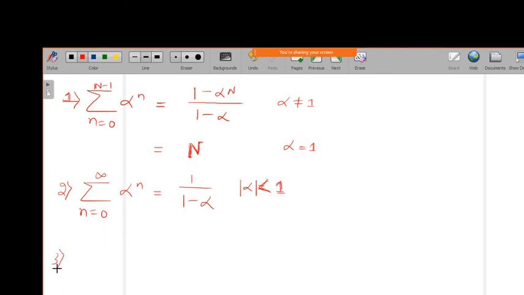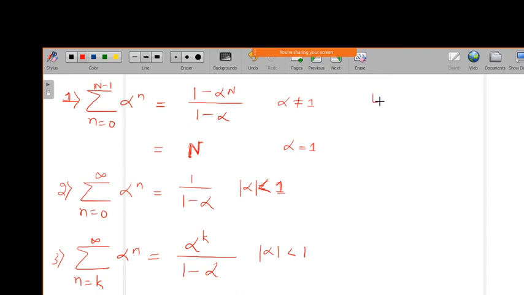Similarly, if you have the summation n equal to k to infinity of alpha power n, we can write this as alpha power k divided by 1 minus alpha, where alpha is less than 1.